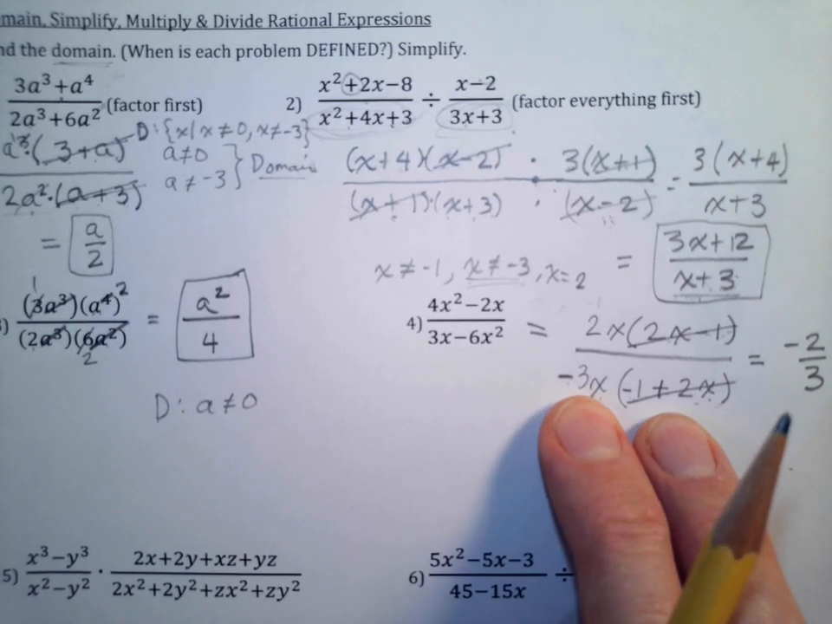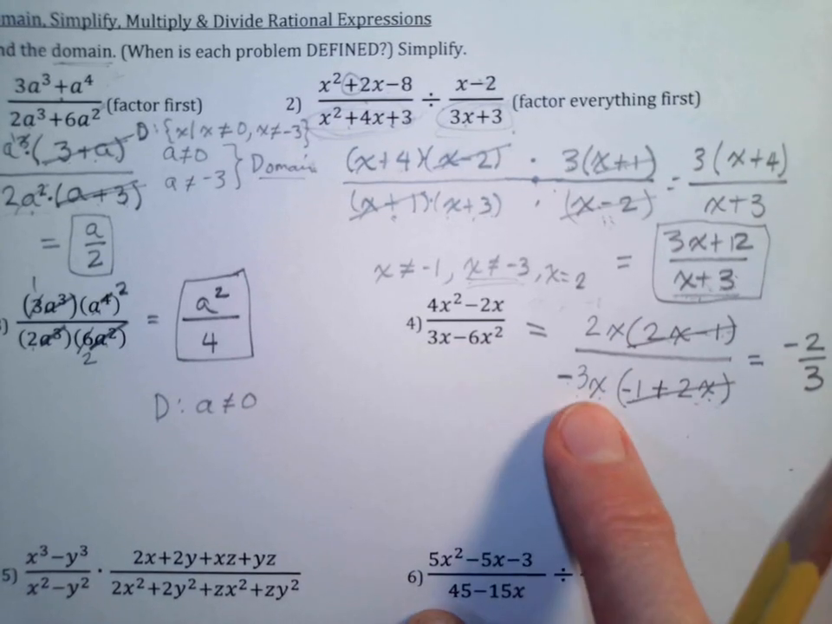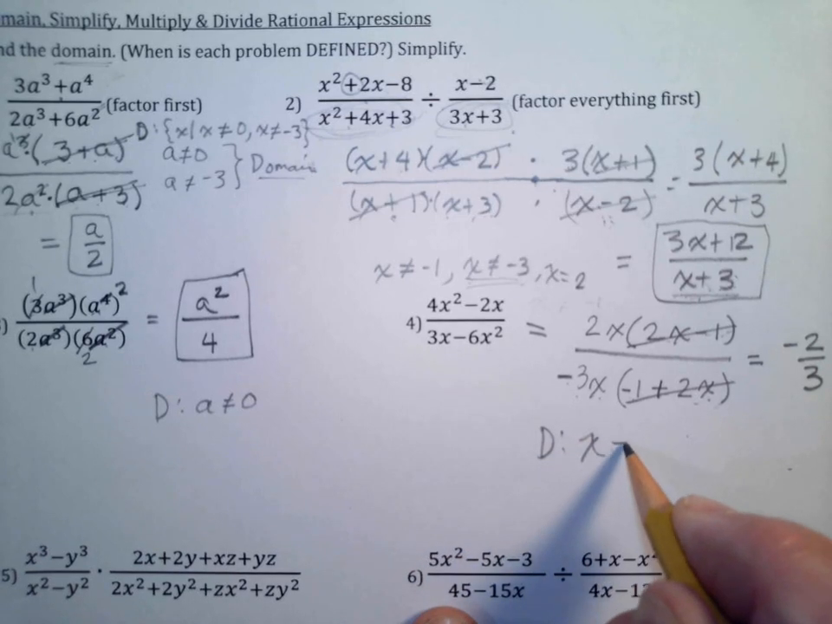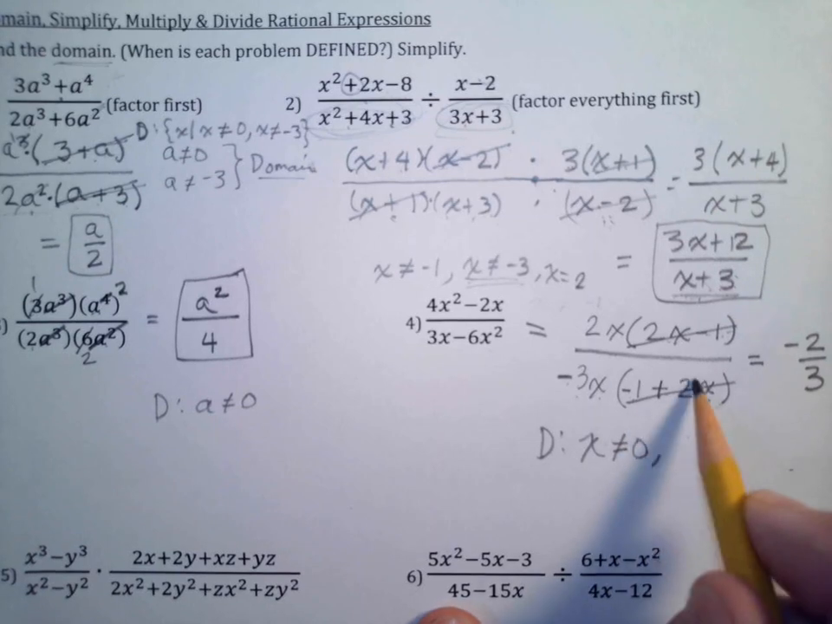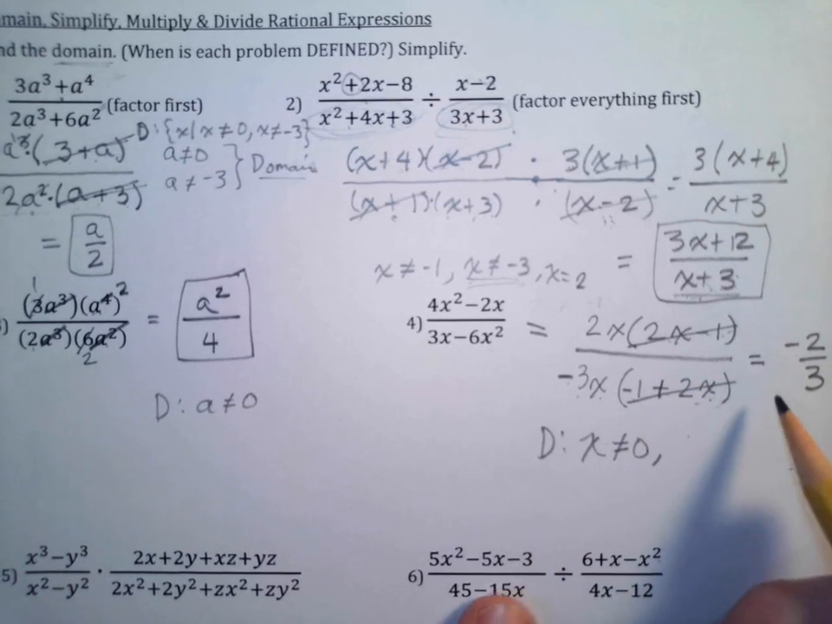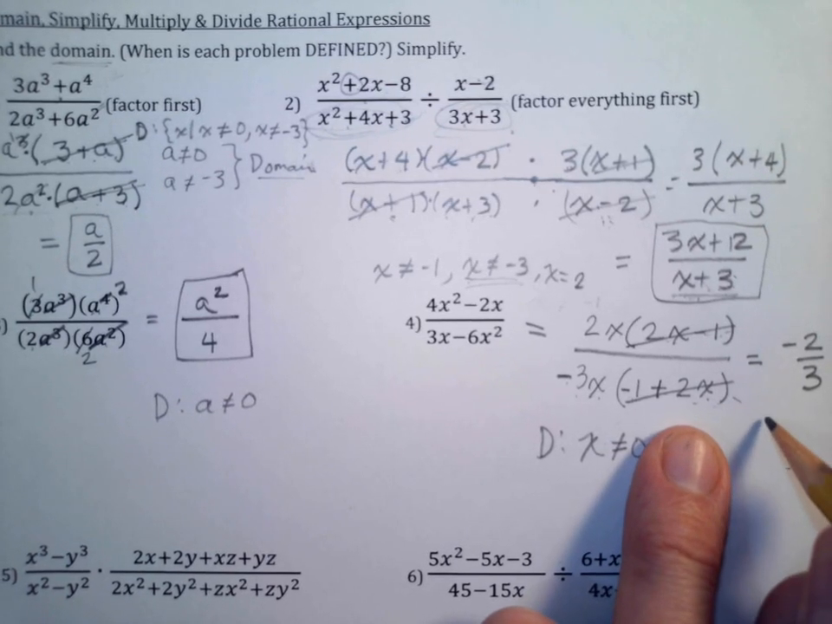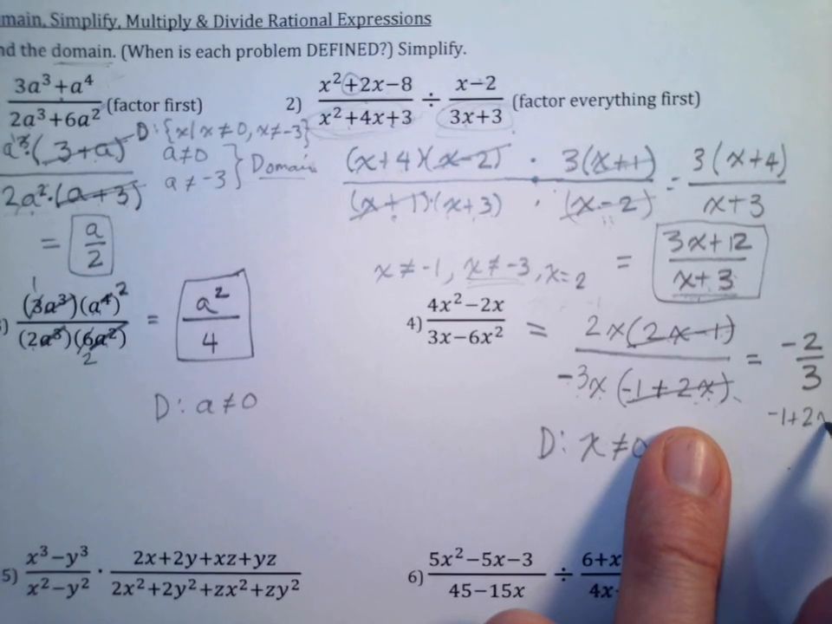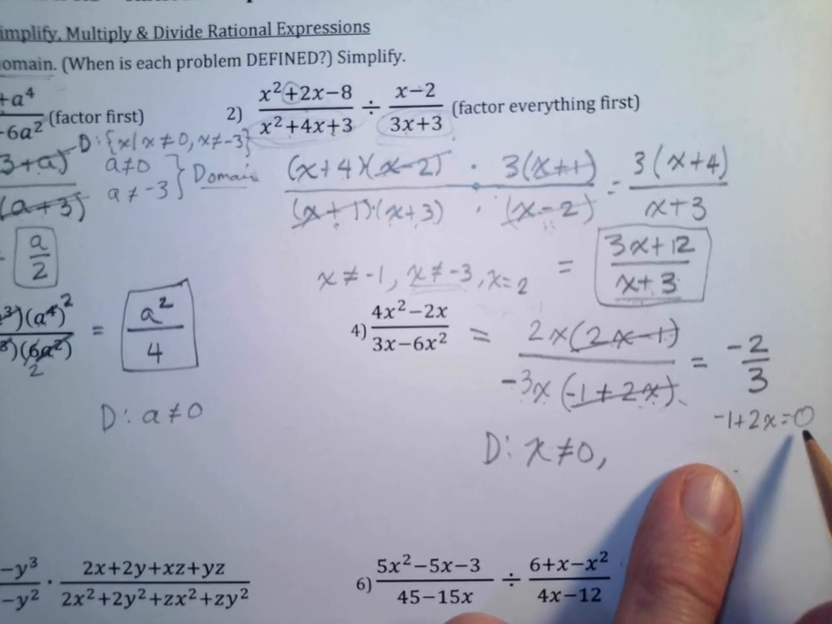However, we have to think about our domain, and the domain for the original thing here: x cannot equal 0. And what would have made this 0? If you have a hard time seeing that, you can do a little side problem and say negative 1 plus 2x equals 0. Set that equal to 0 and then solve for x.